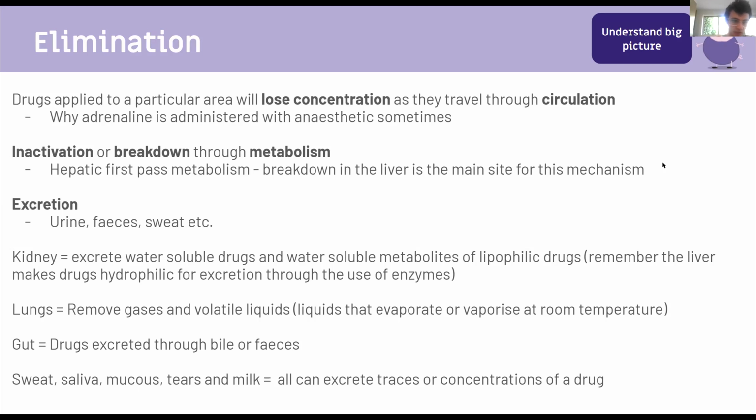We've talked about first pass metabolism, and then a drug can be excreted once metabolized and you get it out of your body. The kidneys excrete water-soluble drugs or water-soluble metabolites from lipophilic drugs. So these lipophilic drugs will undergo metabolism to make metabolites, and then these are excreted. Lungs remove gases and volatile liquids through breathing, and the gut excretes drugs through bowel or feces. And also sweat, saliva, mucus, tears can all excrete trace concentrations of drugs. This is low yield. These are more high yield, but it's all just a big picture conception. Yeah, I think that's it.